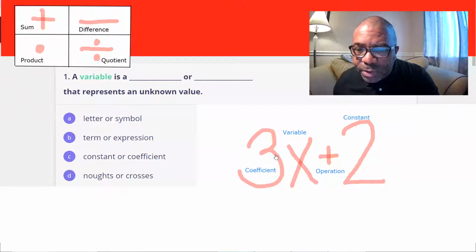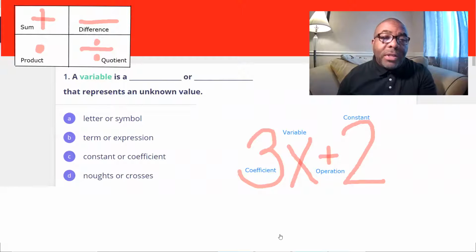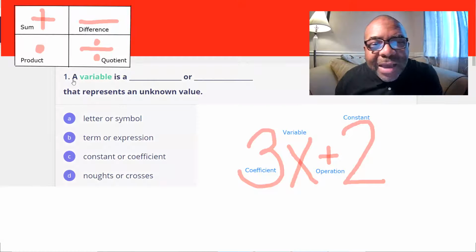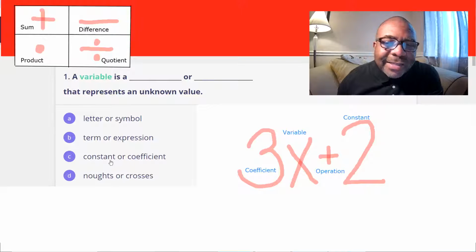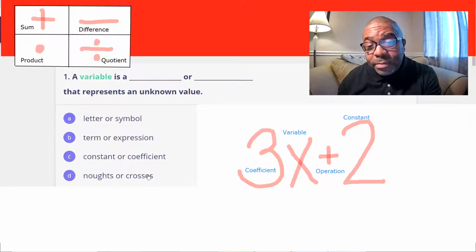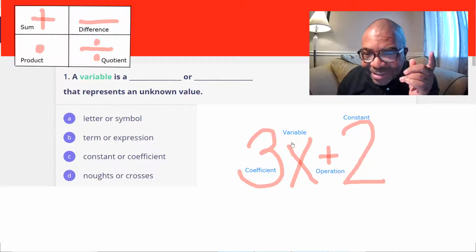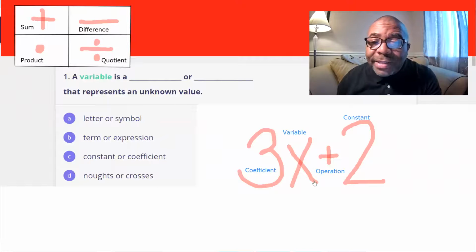Okay. And you can see here with 3x plus 2, that's an operation. So let's go into some questions. I'm going to prepare you for the quiz. Okay. So a variable. Is it a letter or symbol that represents an unknown value? Is it a term or expression? Is it a constant or coefficient? Well, a variable is a letter like this. X is a letter, or a symbol that represents an unknown value. So if you answer that correctly, you're well on your way.